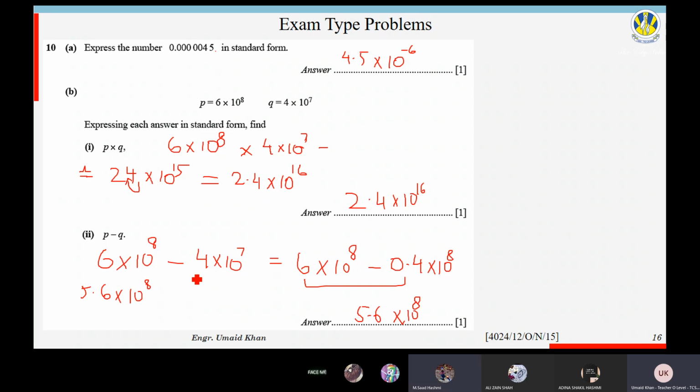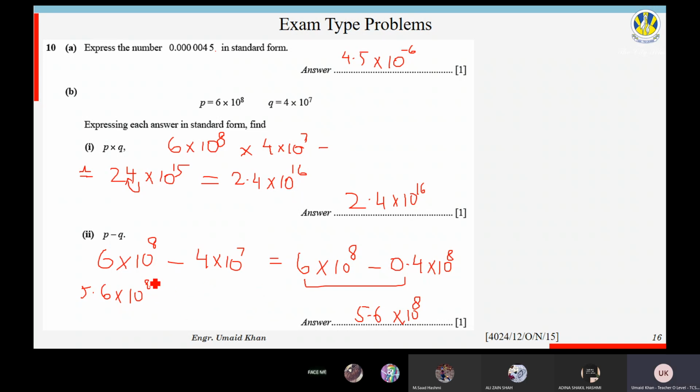That's it. You will still get the same. So sir, which one do you find easier? Increasing the power is easier, because in that case you will directly get the answer in standard form. Otherwise, you can do it that way as well.